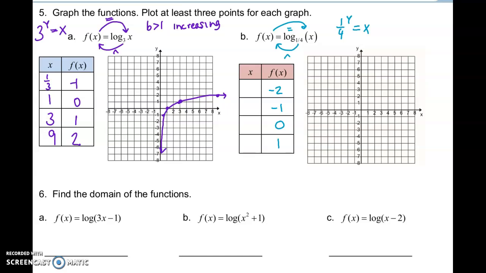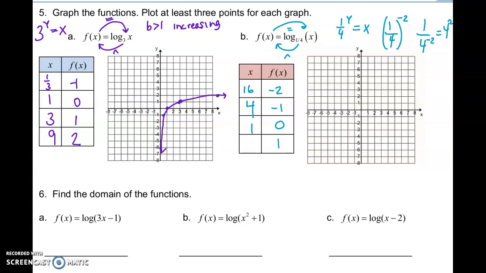When you plug in -2 here for y, you're going to get... I'm sorry, I did that wrong. You will get 1/4 to the -2nd power, which would be 4 squared, which is 16. If I plugged in -1, I'd get 1/4 to the -1st power, which would be 4 to the 1st power. If I plug in 0, I'm going to get 1.